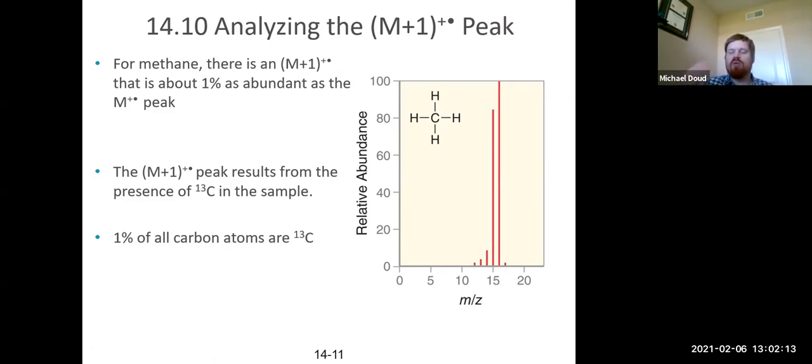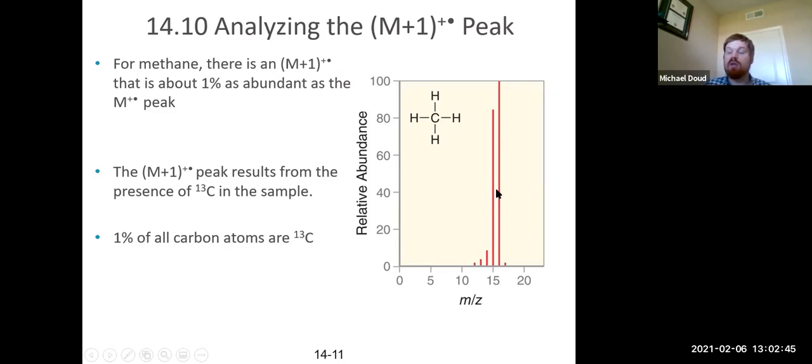Mass spec is so sensitive, it can actually detect individual compounds that have a particular isotope. In fact, in this case, the reason you see a 1% high peak at the M+1 range is because 1% of all carbon atoms are carbon-13. So 1% of these molecules are going to have 13, 14, 15, 16, 17 as their molar mass, and that's what shows up here in this tiny little bit.